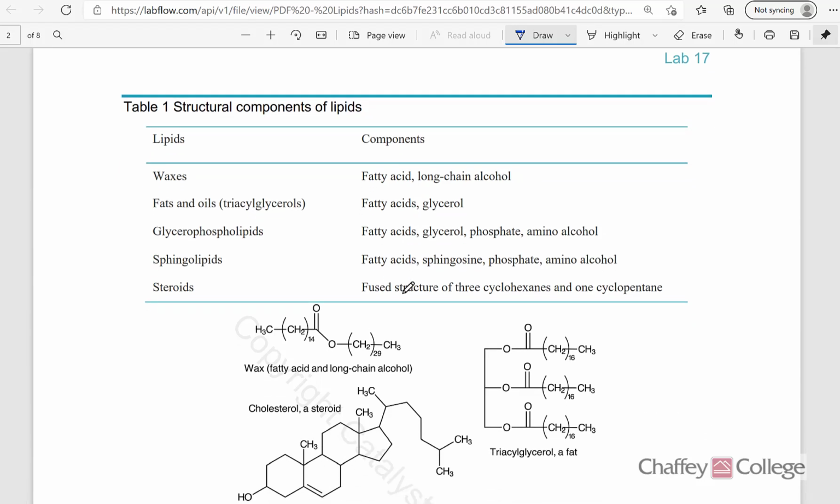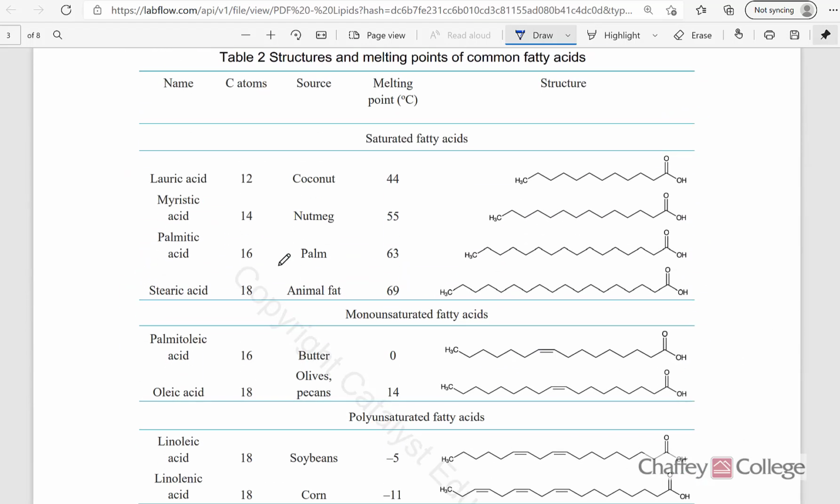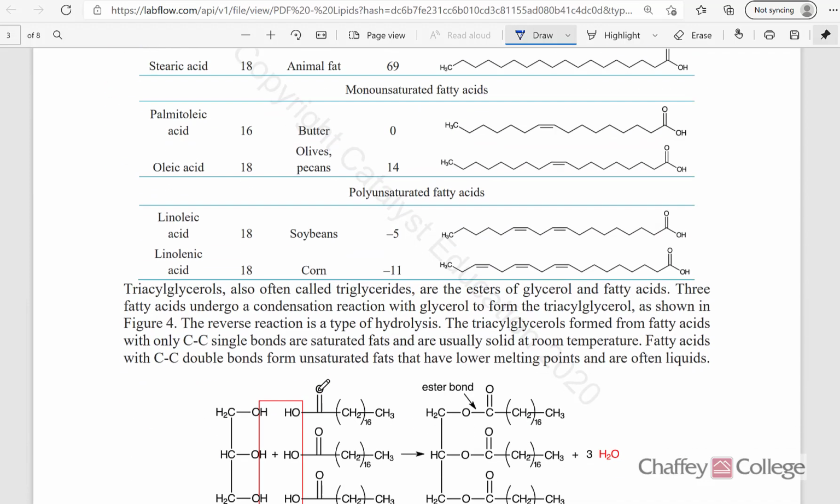Some of important lipids are listed in this PDF file, and I would highly encourage you to read through these instructions. The structures are also given, and physical properties of various lipids and fatty acids are given. For example, lauric acid, which is one of the fatty acids, the length of carbon chain is 12 in lauric acid, and it is obtained from coconut oil. Its melting point is 44, and its chemical structure is also given. Similarly, physical properties of many other fatty acids and other kinds of lipids are also provided here.